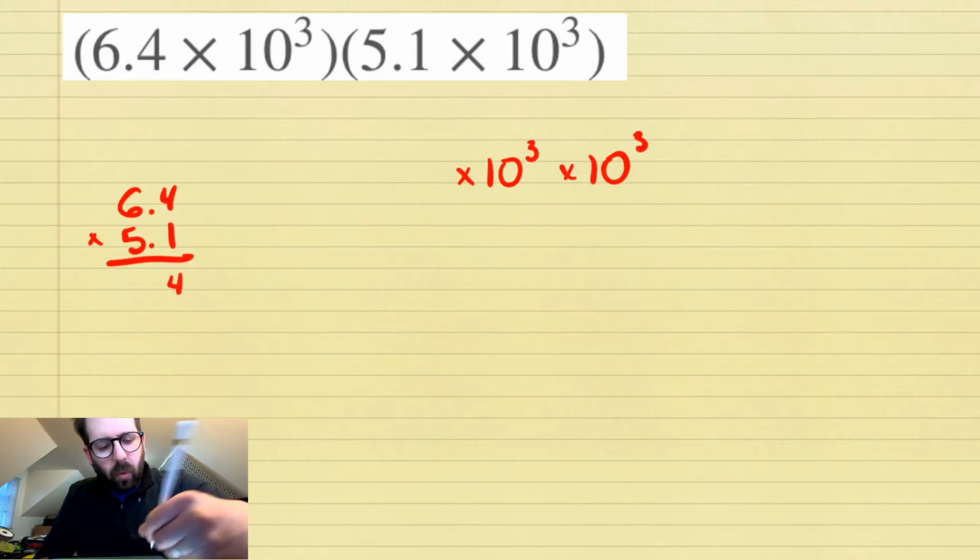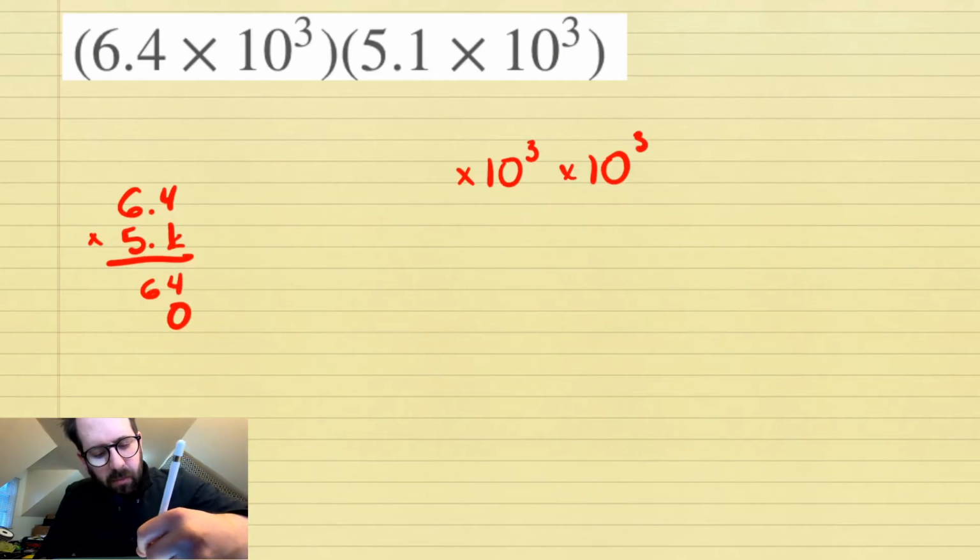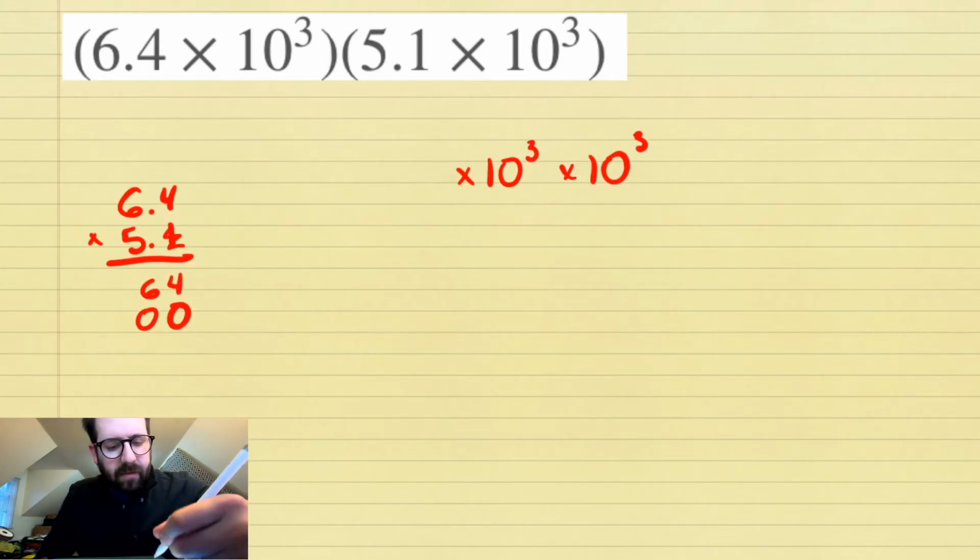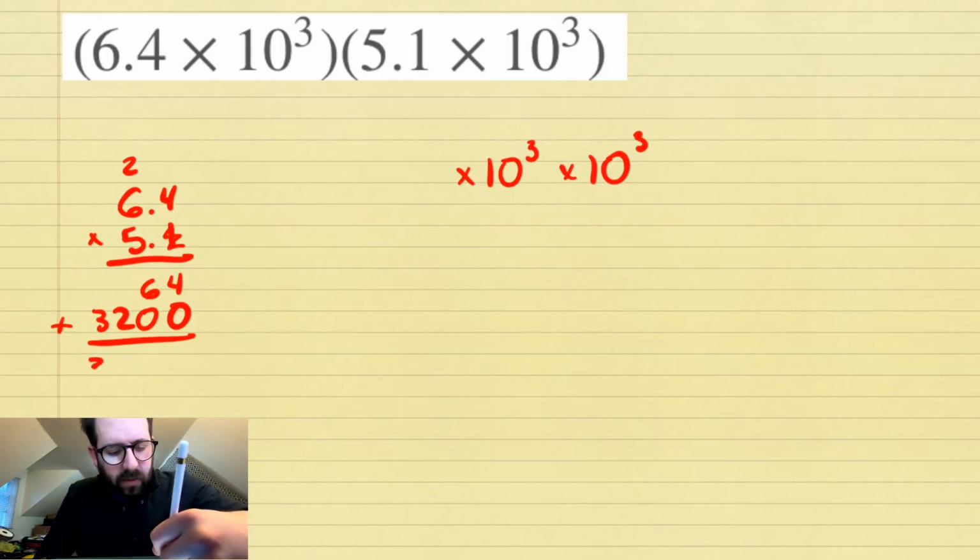you can do that. But 1 times 4 is 4, 1 times 6 is 6. Move on to the next row, get rid of that. 5 times 4 is 20, carry the 2. 5 times 6 is 30, plus the 2 is 32. And then you add these two numbers together, so it's 3,264.